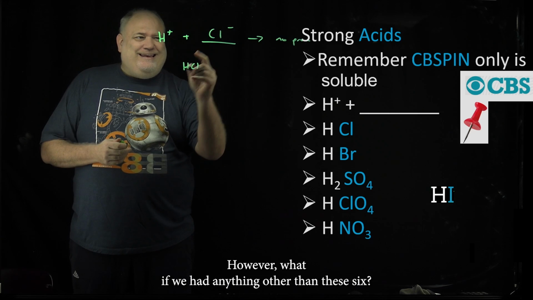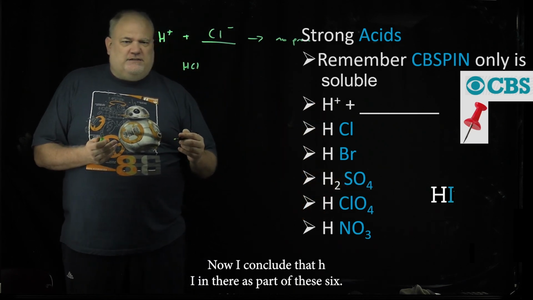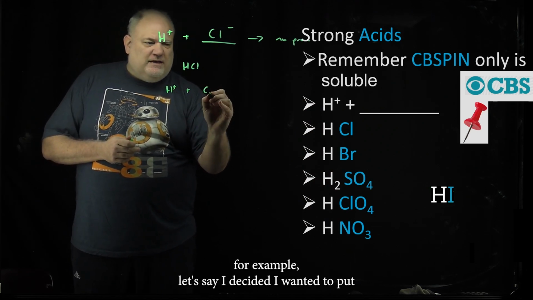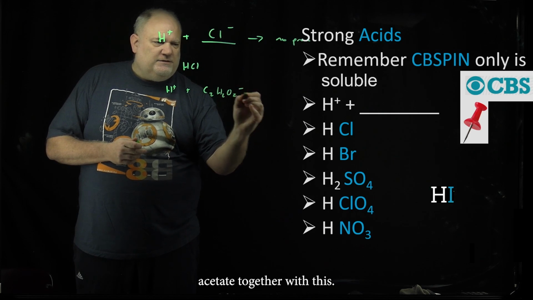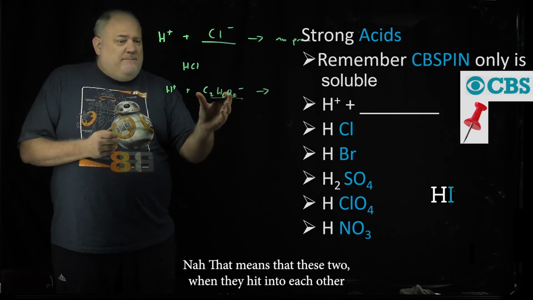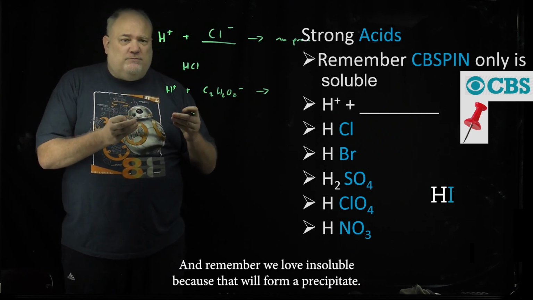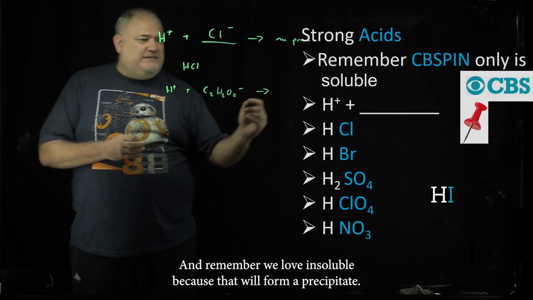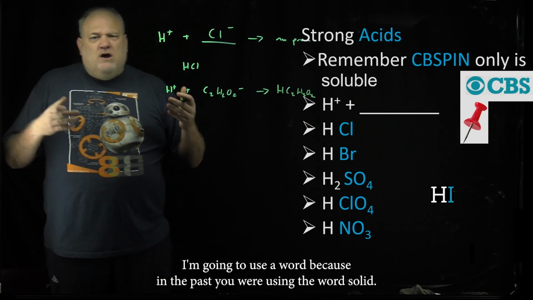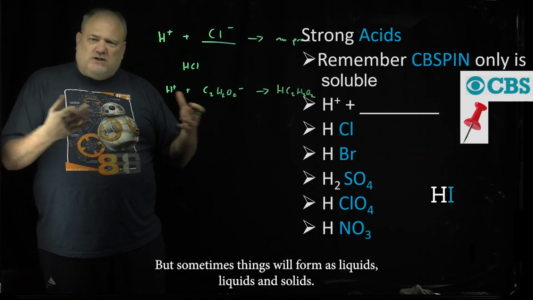However, what if we had anything other than these 6? Now I include that HI in there as part of these 6. If I had anything other than those 6, like for example, let's say I decided I wanted to put acetate together with this. We look at the list, is acetate part of these 6? Nah. That means that these 2, when they hit into each other and do the solubility check, will realize that they are insoluble. And remember, we love insoluble because that will form a precipitate. Now, a precipitate, I'm going to use the word because in the past we were using the word solid, but sometimes things will form as liquids. Liquids and solids both are precipitates.